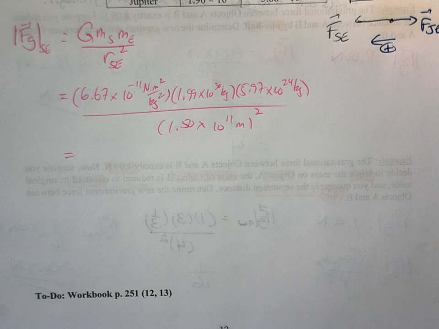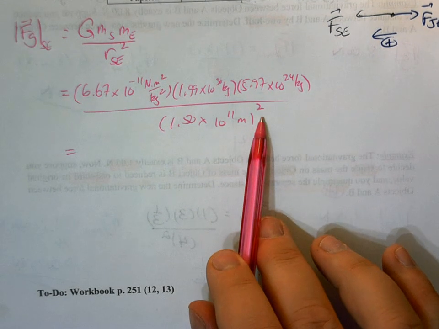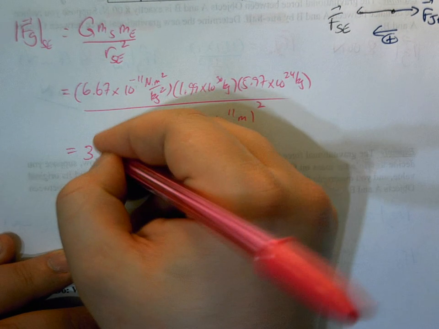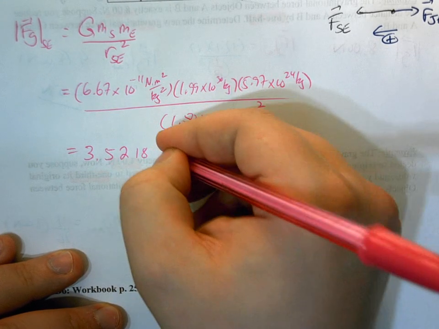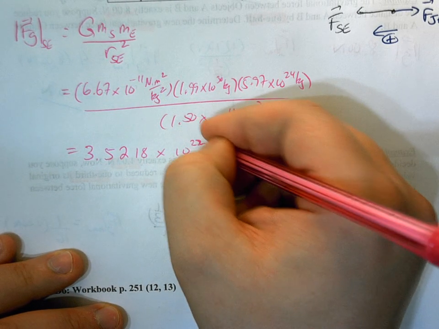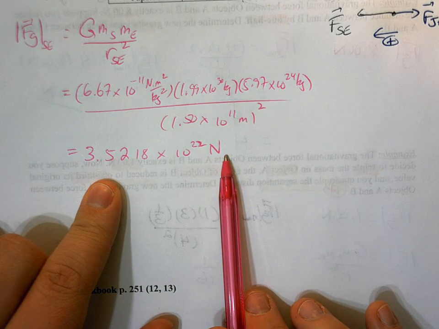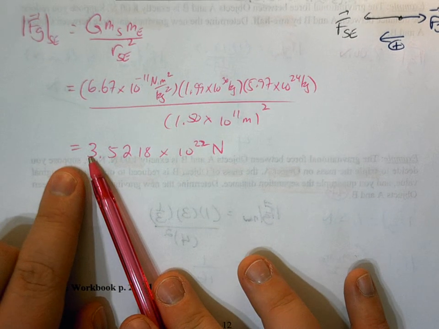So the big mistake made here, there's a lot of numbers, a lot of scientific notation. Be really careful with punching stuff in. And of course, always don't forget that square there. That's always the big culprit. So we're going to get about 3.5218 times 10 to the 22 newtons. Now this is directed left, so we're going to leave that as a positive number.